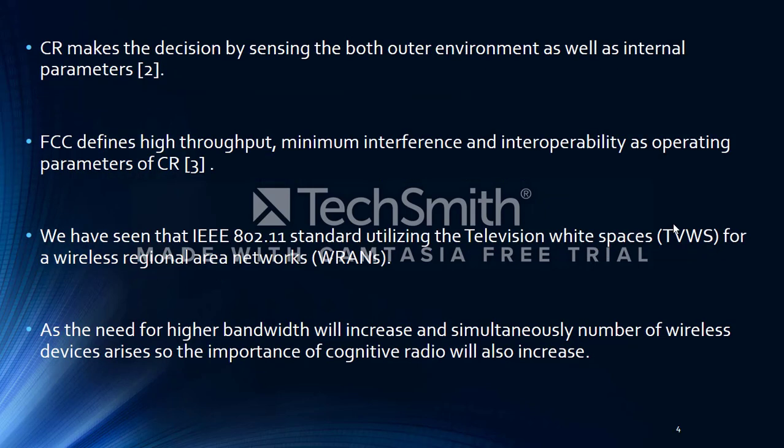Cognitive radio makes decisions by sensing both the outer environment as well as internal parameters. The Federal Communications Commission defines high throughput, minimum interference, and interoperability as operating parameters of cognitive radio. We have seen that the IEEE 802.11 standard utilizes television white spaces for wireless regional area networks. As the need for higher bandwidth increases and the number of wireless devices rises, the importance of cognitive radio will also increase.